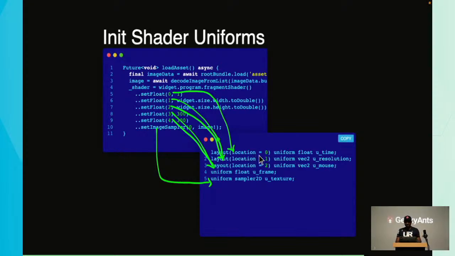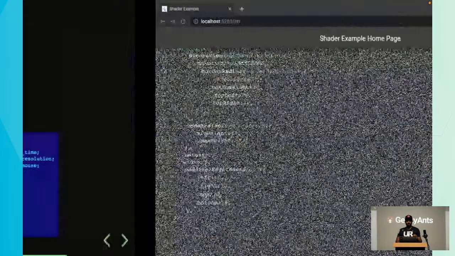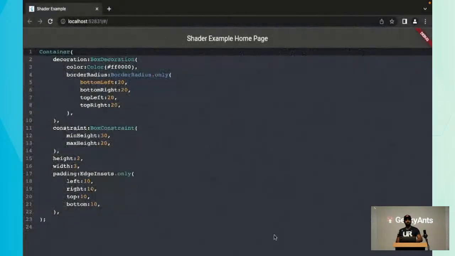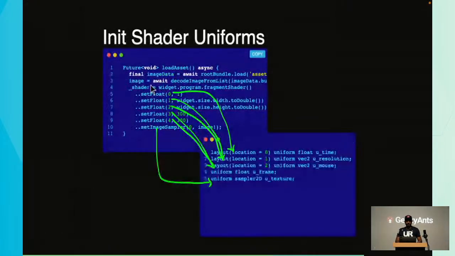So now over here I'm passing the location, which is 0, and I'm using a load asset method and decoding my image. Now this image is the image which you see over here. So this is a normal container image which I'm passing, and then using widget.program.fragmentShader, which I'll get into in the shaders.